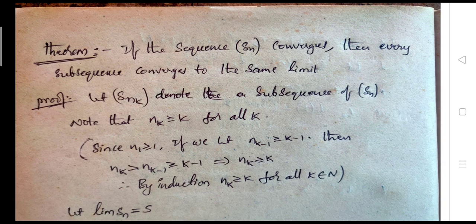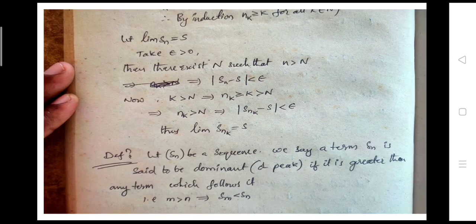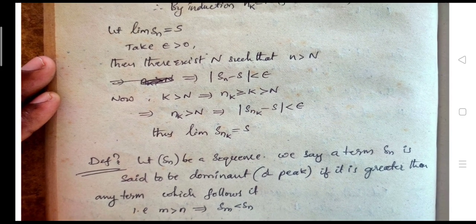We consider the limit of S_n equal to S. Take epsilon greater than 0, then there exists capital N such that for n greater than N, this implies modulus of S_n minus S is less than epsilon. Now the limit of S_n equal to S means S_n converges to S. By the definition of a convergent sequence, take epsilon greater than 0, there exists capital N such that n greater than N implies modulus of S_n minus S is less than epsilon.